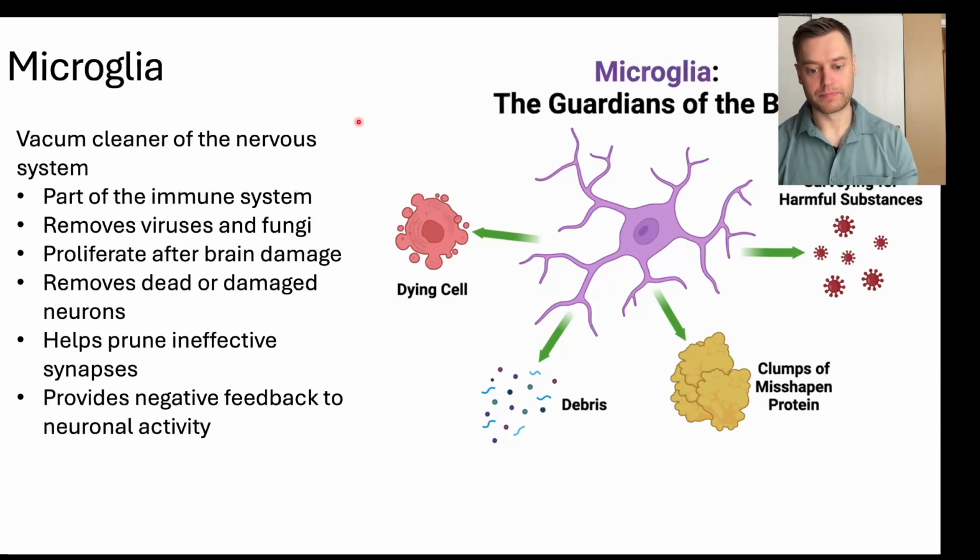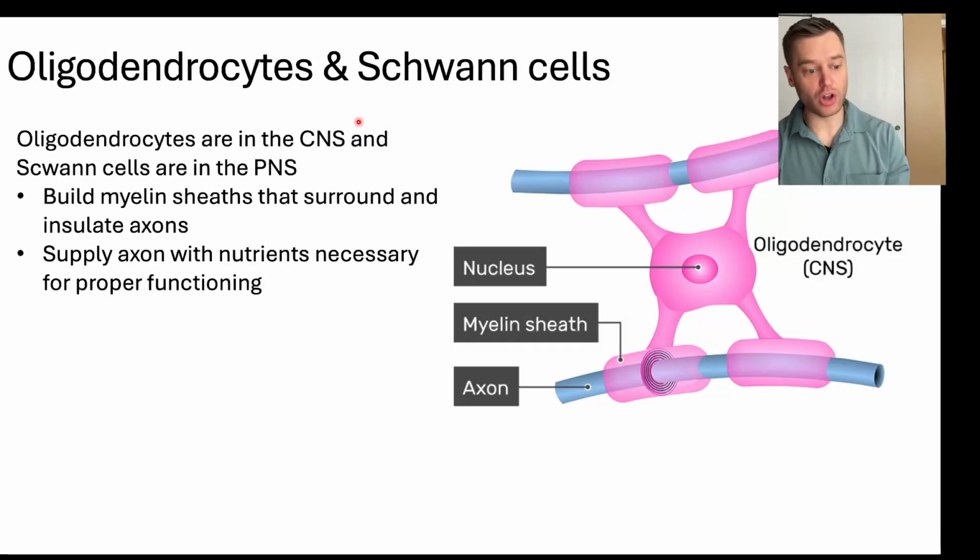So that's microglia. It's a super important glial cell. Then we have oligodendrocytes and Schwann cells. Oligodendrocytes are the cells that are actually producing the myelination, and they are wrapping around the axons of neurons. They build myelin sheaths that surround and insulate axons. And remember, the myelin, again, is that fatty membranous tissue that is increasing conductance of nerve cells. They supply the axons with nutrients that are necessary for functioning.